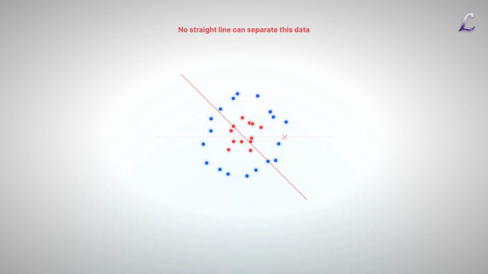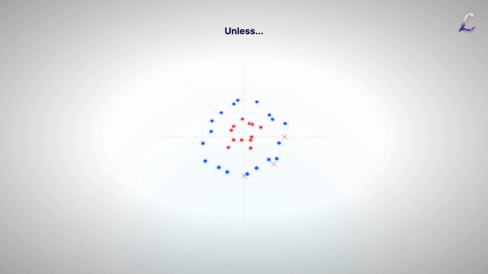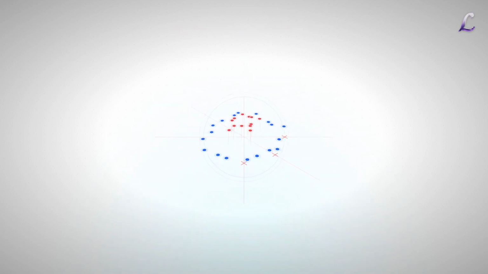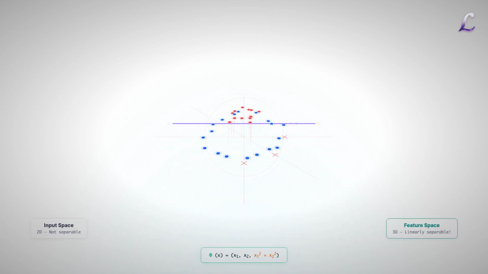That works for straight lines, but real data is messy. In a dataset like this ring, where red points are trapped inside blue points, no straight line can separate them. We are stuck, unless we leave the 2D world. If we map this data into a higher dimensional feature space using a mapping function phi, the data becomes linearly separable. But this mapping comes with a terrible cost.